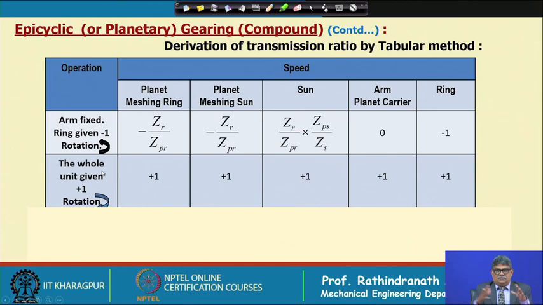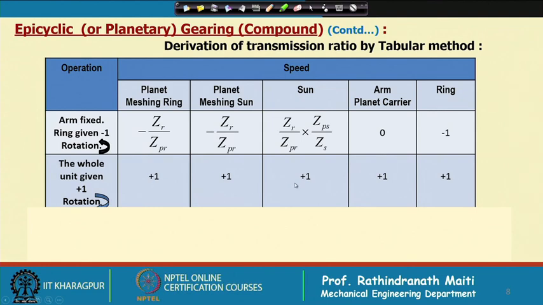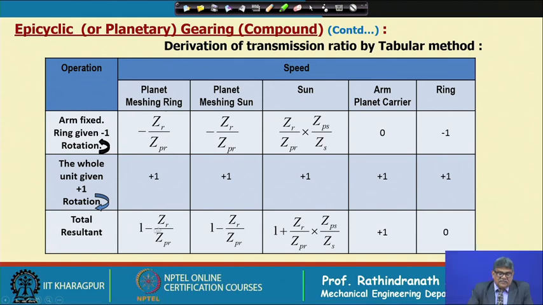Now, take the whole unit and rotate it in the clockwise direction by +1. So each one will have one extra motion, as I have shown by rotating the coin. So this is +1, +1, +1, +1, +1. Now, the total motion, if we add these two motions, becomes 1 minus ZR by ZPR. This is also the same, and this becomes 1 plus ZR by ZPR into ZPS by ZS. This is +1 and this is 0.